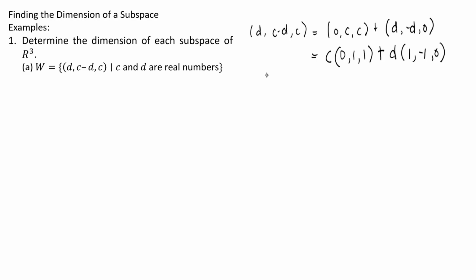So from this, we see that W is spanned by the set S, which contains the vectors 0, 1, 1 and 1, negative 1, 0. Moreover, since these vectors are not scalar multiples of each other, this set is linearly independent.